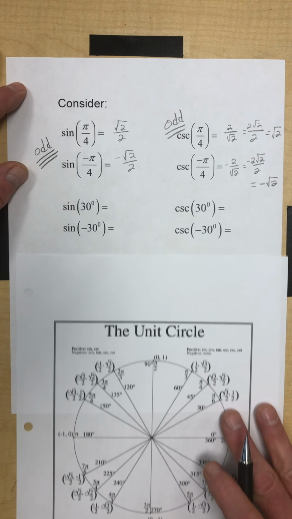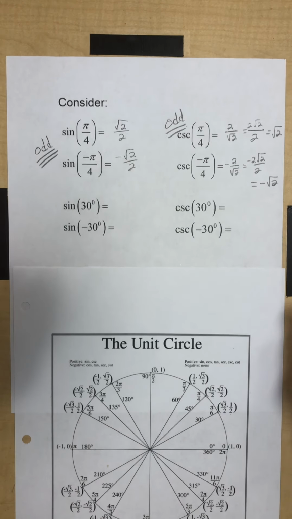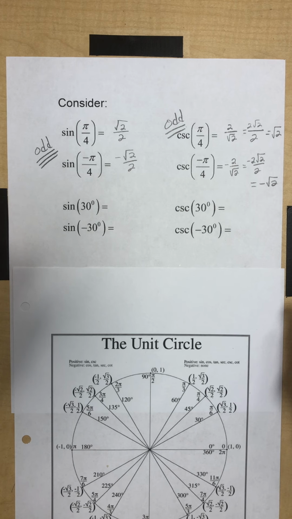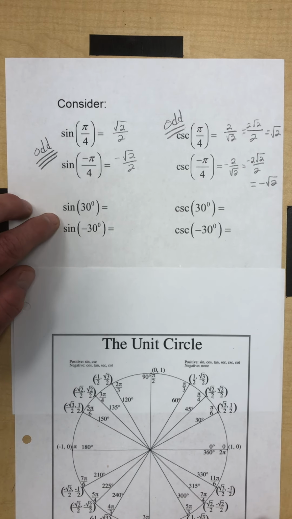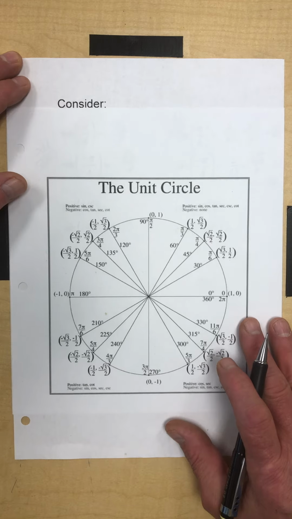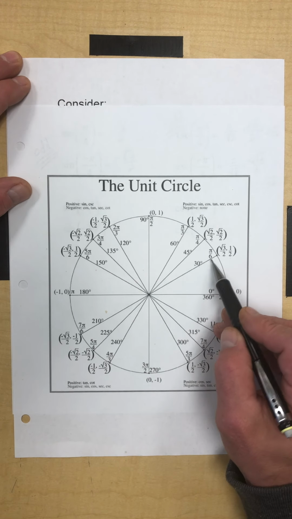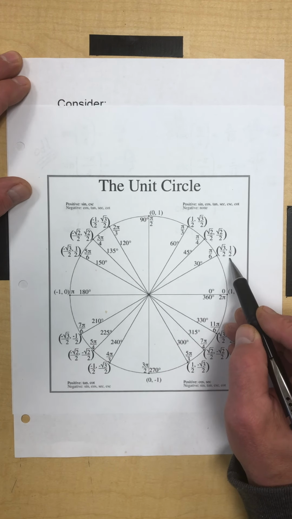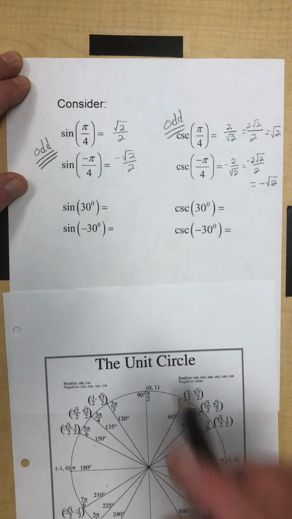Now, it doesn't matter whether you're working with radians or degrees. It's going to give you the same results if you're trying to figure out, is it odd, is it even? So if we look at the sine of 30 degrees and the sine of negative 30 degrees, here we go, 30 degrees right here, same as pi over 6, so the sine would be 1/2, the y coordinate.